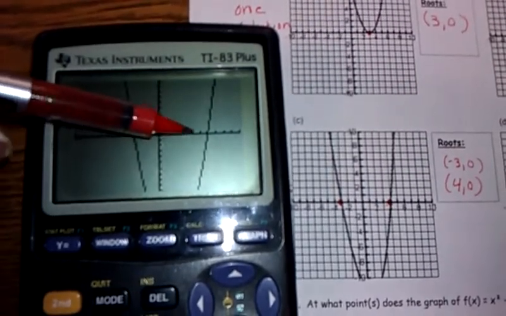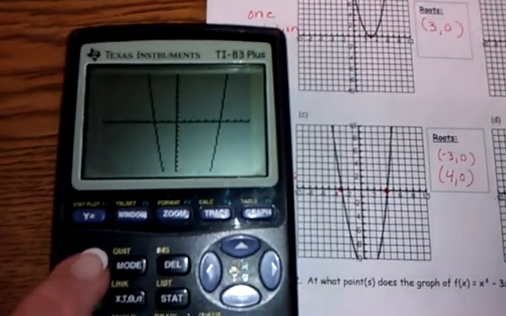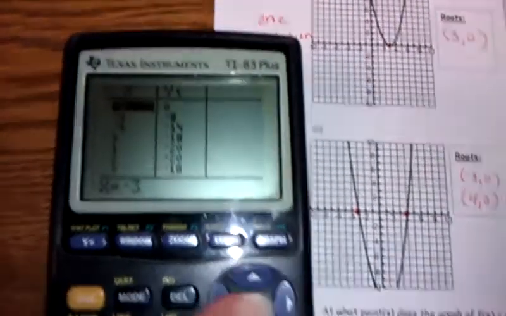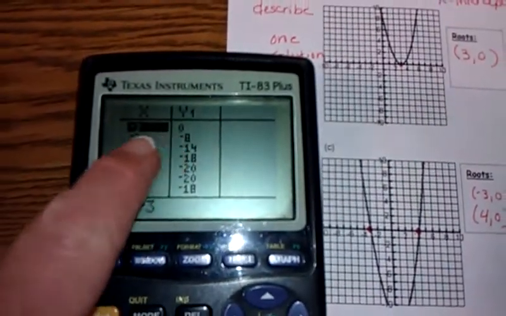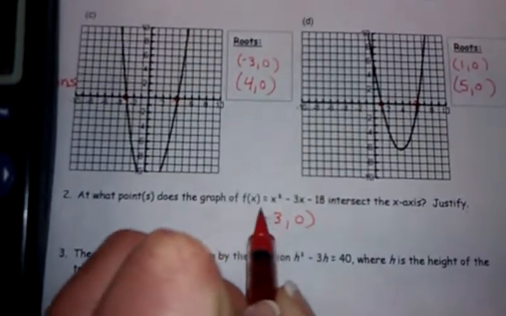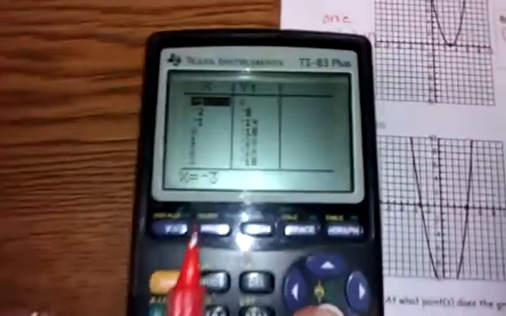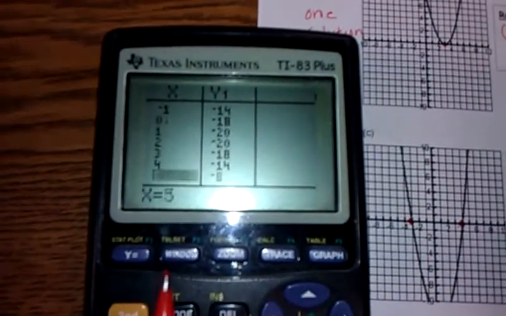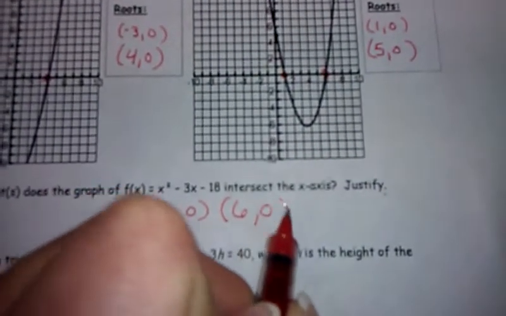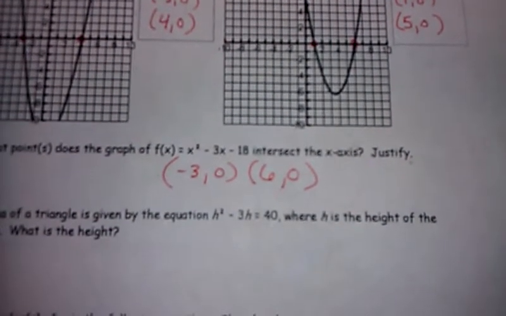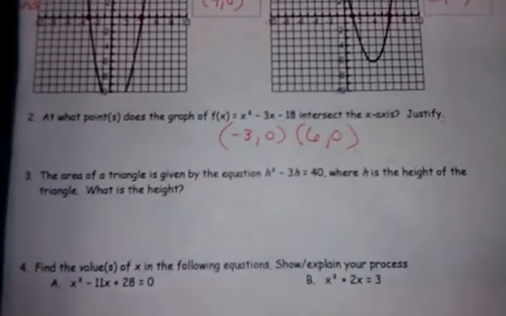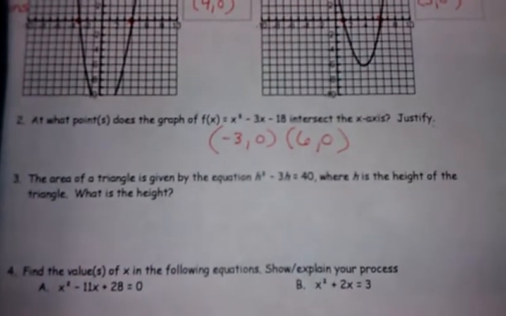I see it here, which looks like negative 3, and 1, 2, 3, 4, 5, 6 it looks like. So when I go second graph and go to my table, there's one of them, (-3, 0). Another one, I thought it was 6, so I'm going to look. There it is, (6, 0). So they cross in two spots. Those are my roots.